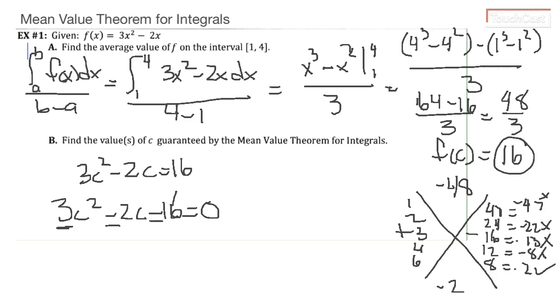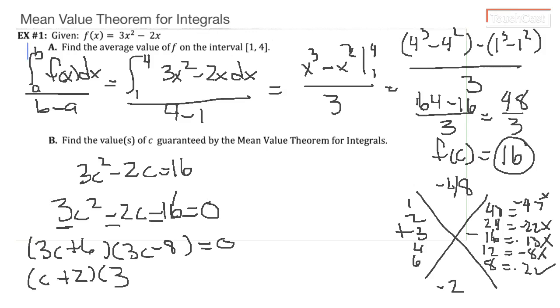So now when I'm setting up my factors, I'm going to have a 3c in both of them. And I'm going to have to do some simplifying in a bit. I'm going to put a plus 6 and a minus 8 into those. And then I set these to 0. However, in this first set of parentheses, the 3c and the 6 are both divisible by 3. So I need to rewrite that as c plus 2. I need to divide that 3 out.